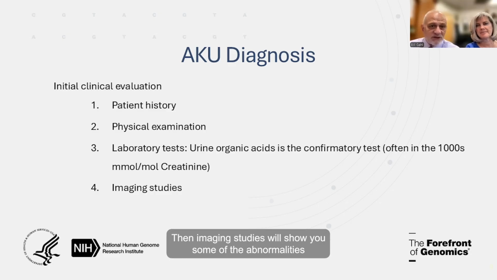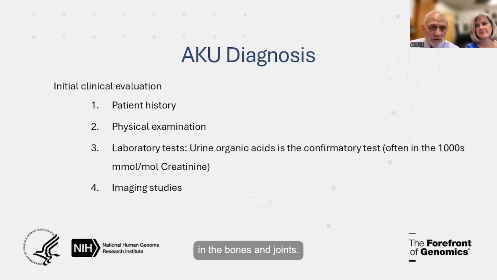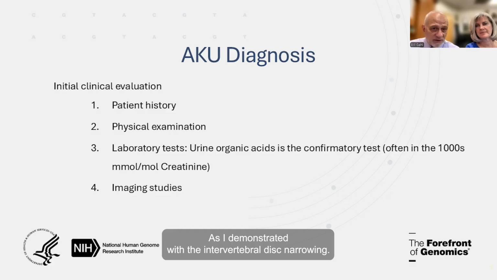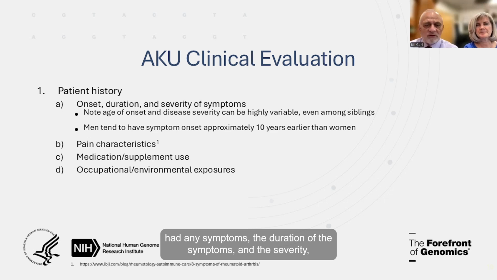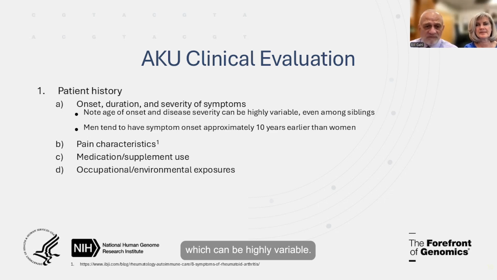Then imaging studies will show you some of the abnormalities in the bones and joints, as I demonstrated with the intervertebral disc narrowing. Clinical evaluation should involve a history of when the patient first had any symptoms, the duration of the symptoms, and the severity, which can be highly variable. Men tend to be diagnosed and have symptomatology about 10 years earlier than women.